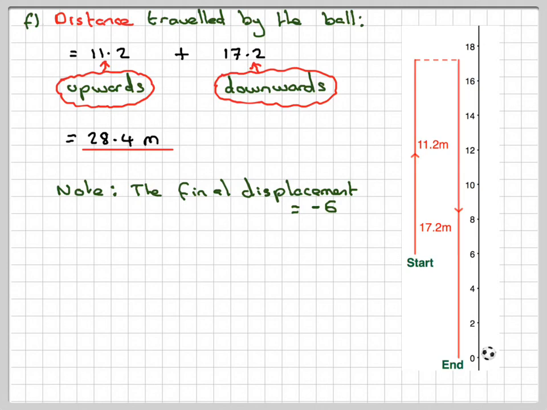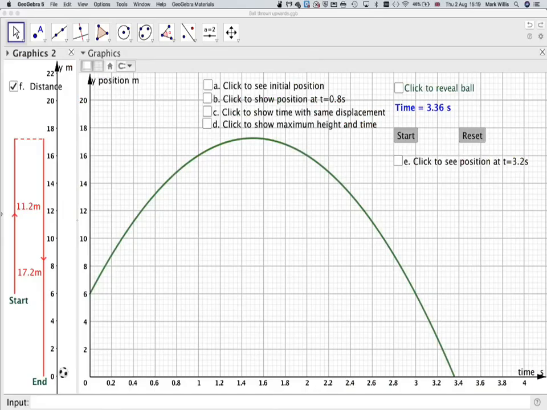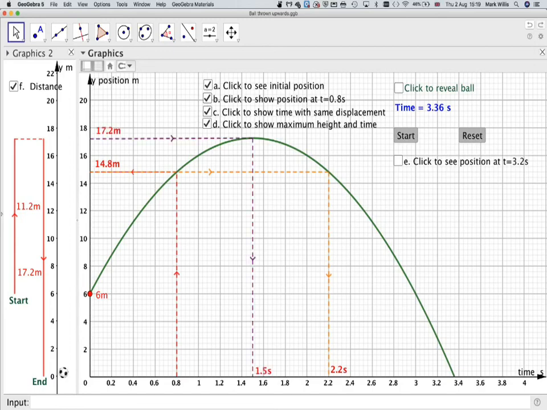Going back to our GeoGebra applet, your diagram will look something like that when you have finished with all those annotations on. So it's a good idea to make sure you have a good ruler, put lots of arrows on, maybe use a bit of colour, and that you've annotated your graph properly. The link to this GeoGebra applet I will put in the notes of this video.